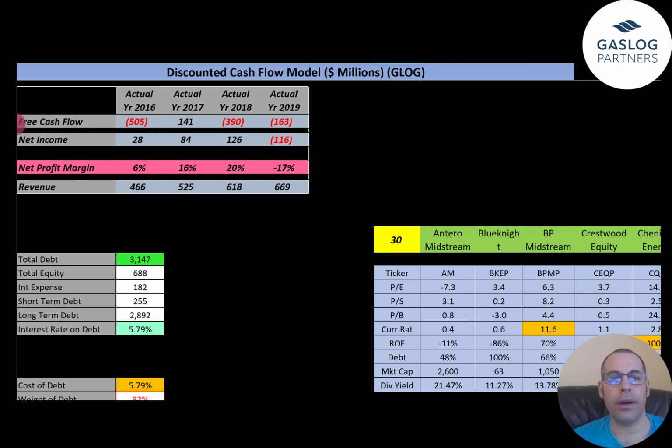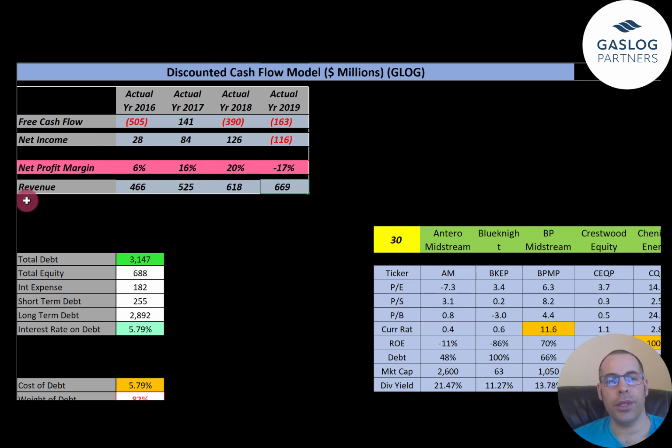Net income is the profit and loss on the income statement. It's revenue minus expenses. Net income grows from 2016 to 2018, but then it goes to negative in 2019. Revenue is the sales for the company, and their revenue looks good. It grows every year, so they're moving in the right direction.